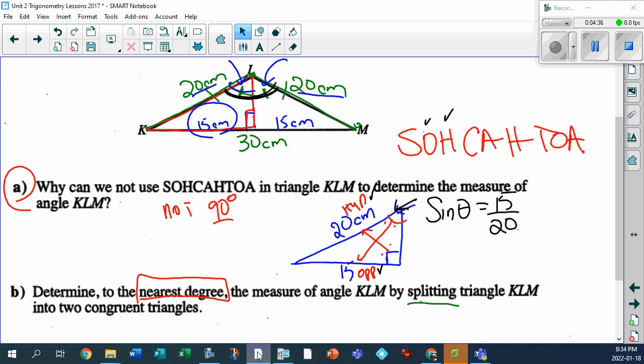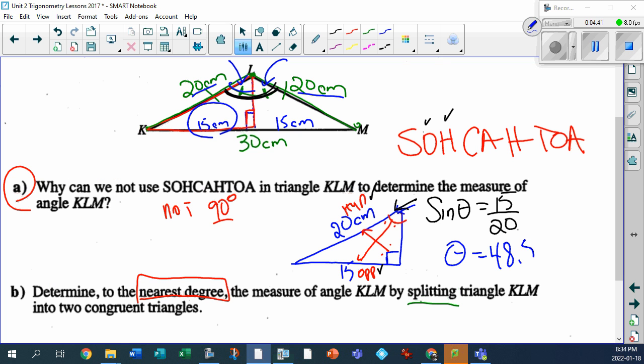Let's go. This guy right here, theta, is 48.59 degrees. Now wait. We have not found the whole thing. We've only found a corner of it. So remember, we have to double this thing. But you're probably saying to yourself, well, wait a second. This is supposed to be to the nearest degree. Well, folks, you can't round this yet. You're right in the middle of the question. You only round at the end.